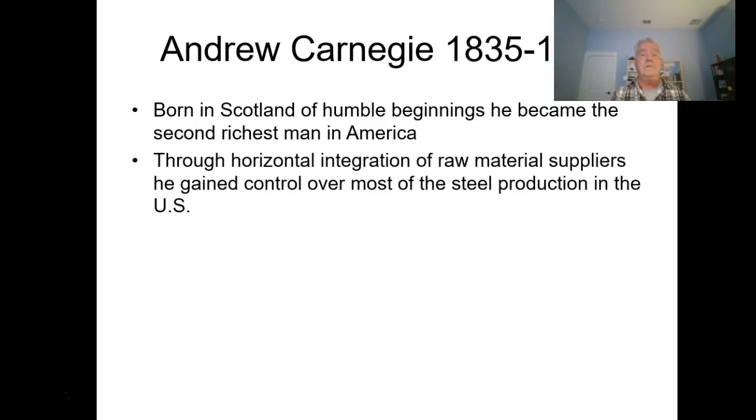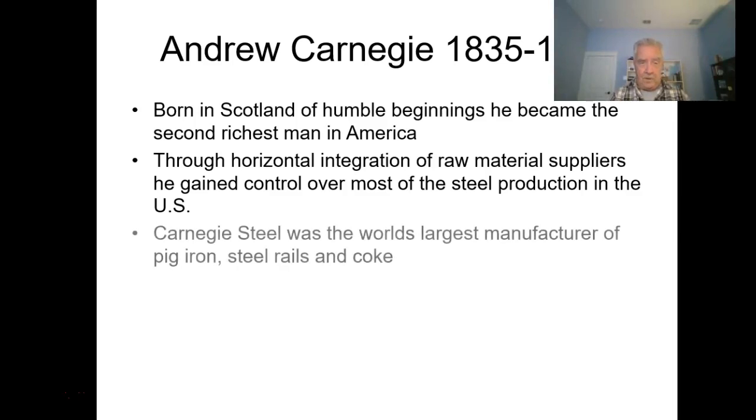So how did he do it? Through horizontal integration of raw material suppliers, he gained control over most of the steel production in the U.S. Again, just like oil. Can you imagine having control over all the steel production that goes on in the United States? He was the world's largest manufacturer of pig iron, steel rails, and coke.